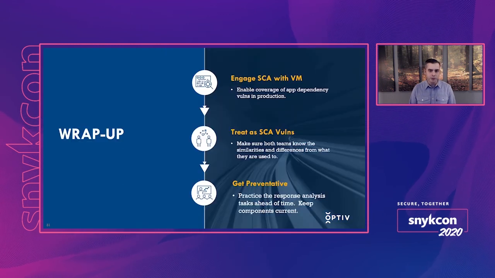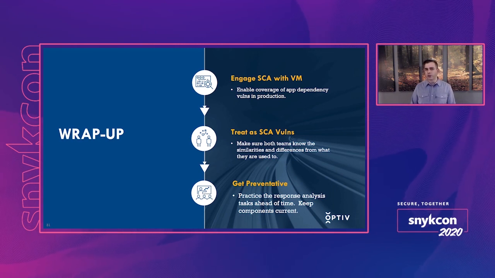So to close things out, we have 3 major points here. 1, take a look at your SCA now and see if you can engage with vulnerability management, specifically if there's any gaps in between what is present in a production environment and what the VM team actually sees from a dependency vulnerability perspective.